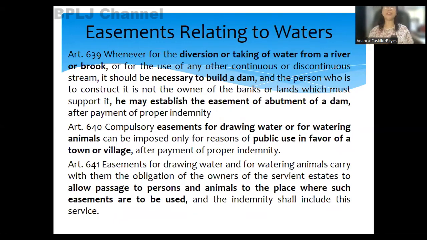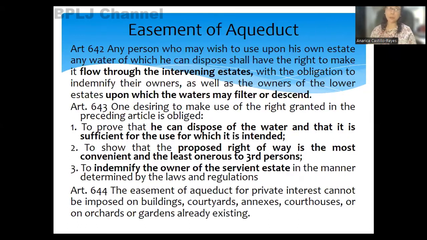The easement of abutment of dam. Article 639 tells us that when for the diversion or taking of water from a river or a brook, or for the use of any other continuous or discontinuous stream, it is necessary to build a dam, and the person who is to construct it is not the owner of the bank or lands which must support it, he may establish the easement of abutment of dam after payment of indemnity. Okay? There is also the easement of drawing water for watering animals. It can be imposed for public use in favor of a town or village. Easements for drawing water or for watering animals carry with them the obligation of the owners of the servient estates to allow passage to persons and animals to the place where such easements are to be used, and the indemnity shall include this service.